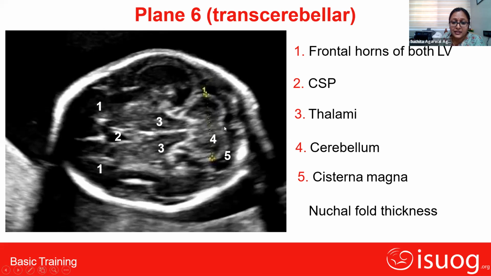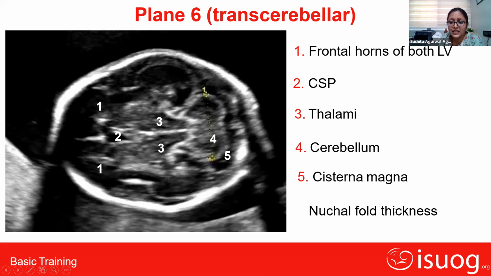After that, this is the Cisterna Magna, and this is the nuchal fold thickness. Although in the ISUOG slides they haven't mentioned nuchal fold thickness, I have added it because we routinely measure the nuchal fold thickness in the transcerebellar plane. Why do we measure nuchal fold thickness? Because it is a soft marker for trisomy 21. So when we do a mid-trimester anomaly scan, this acts as a soft marker.